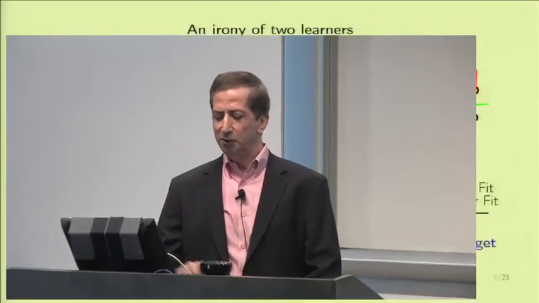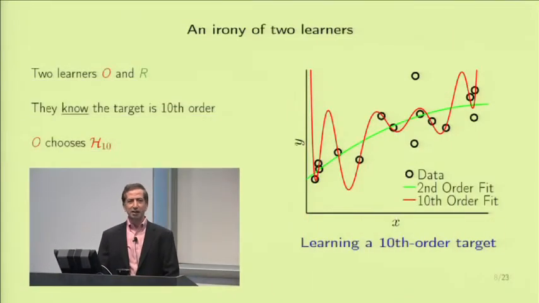So the first learner says, okay, I know that the target is 10th order. Why not pick a 10th order model? Okay, like a good idea, okay? And they do this, and they get the red curve, and they cry and cry and cry, okay? The other guy says, oh, it's 10th order model, who cares? How many points do you have?